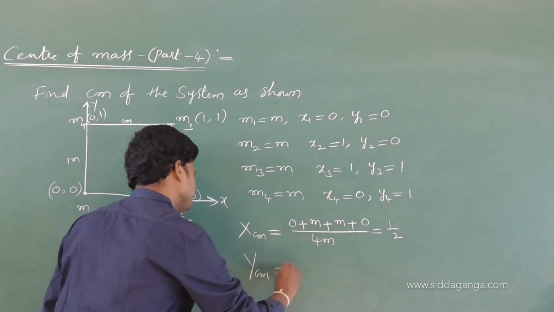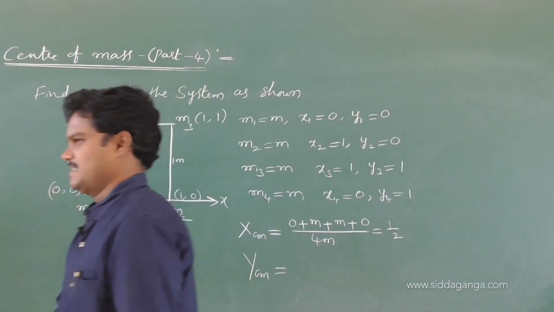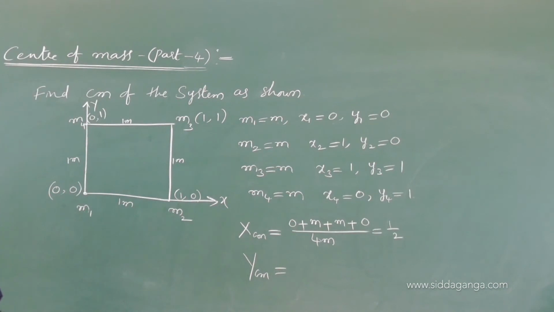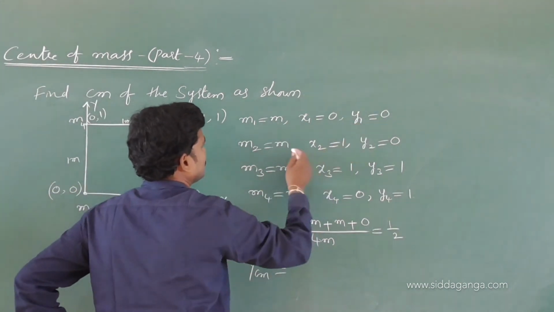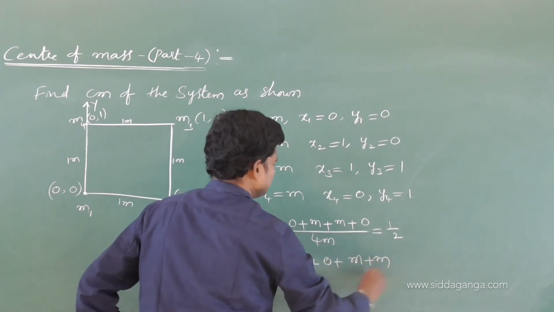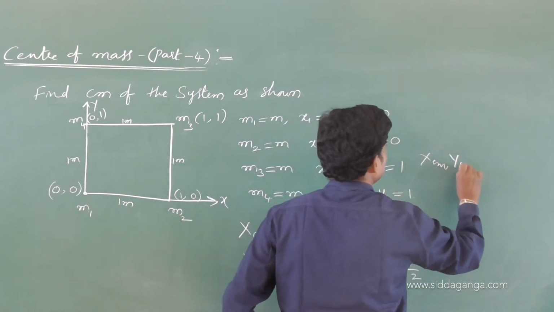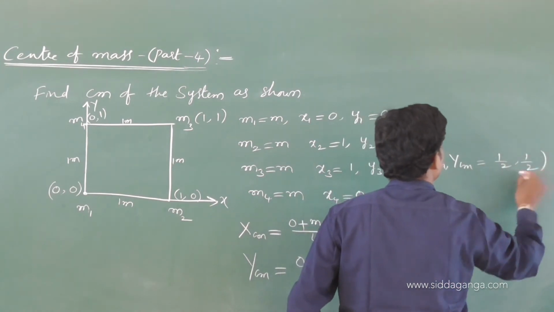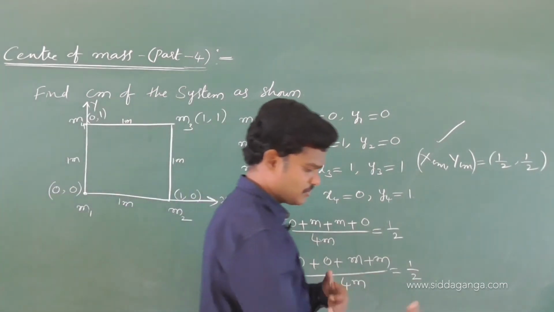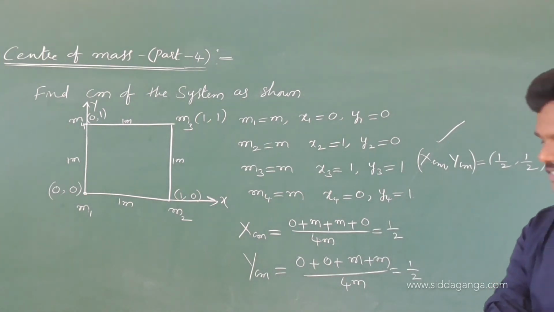Similarly ycm also, do it fast now. So ycm is also the same: m into 0, 0, m into 0, 0, 0 plus 0 plus m plus m, 4m, again 1 by 2. Then what are the coordinates? xcm and ycm is 1 by 2 comma 1 by 2. Okay, directly we can write. For it, maybe it will help some students at least. If you are good in mathematics, I can solve very fast.